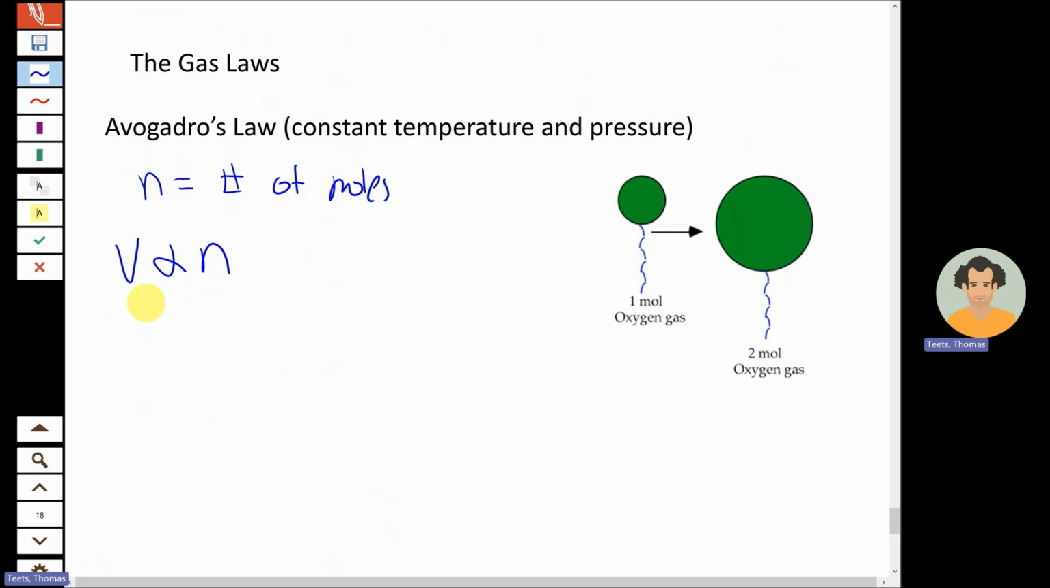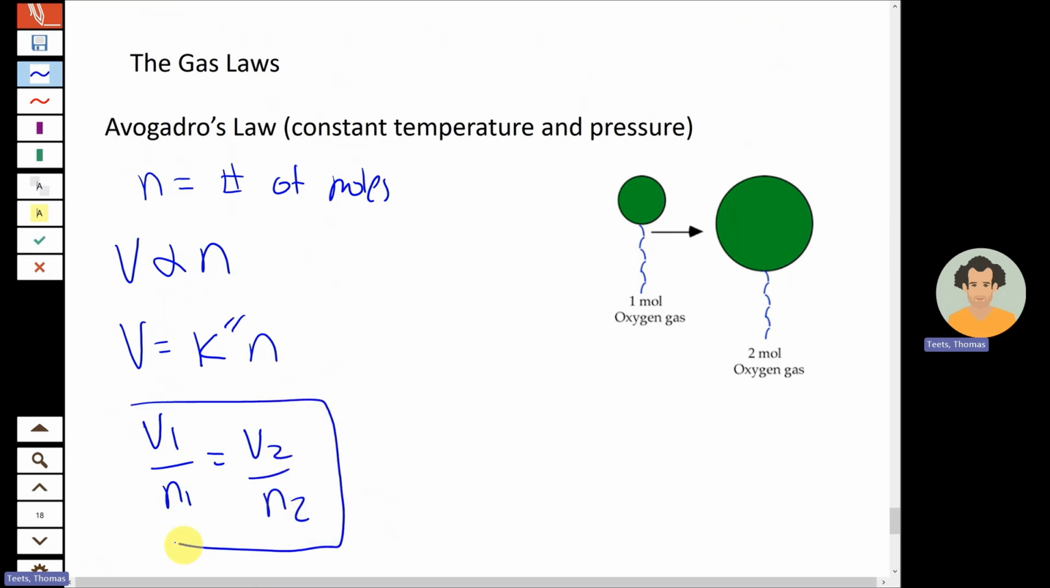So that's going to be the statement of Avogadro's law, that those two are directly proportional, which means we could write it as an equality with, again, a different ill-defined constant that doesn't really mean anything at this point. Then rearranging by putting both of them on the same side and setting equal to that constant, we get V1 over N1 equals V2 over N2. So this is the mathematical statement of Avogadro's law. The relationship between volume and number of moles, they are directly related to each other.